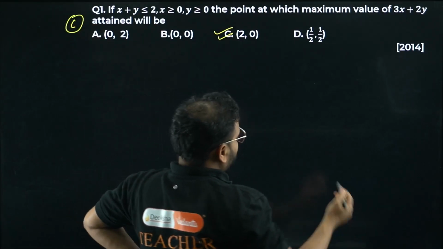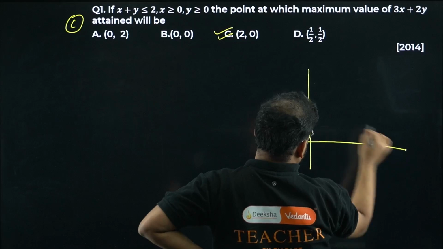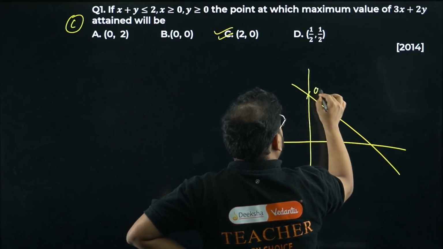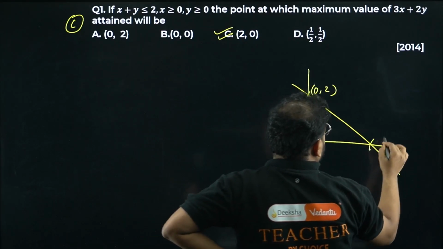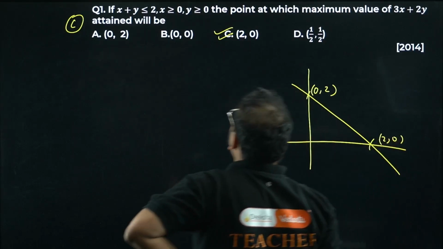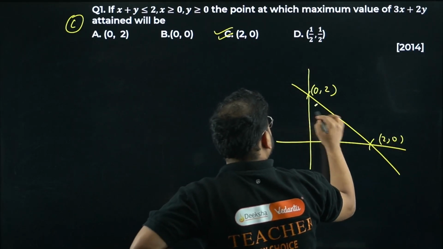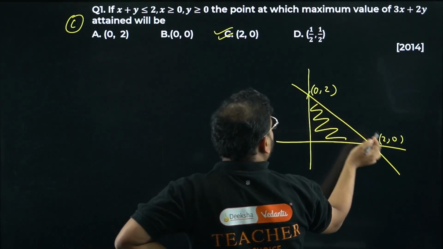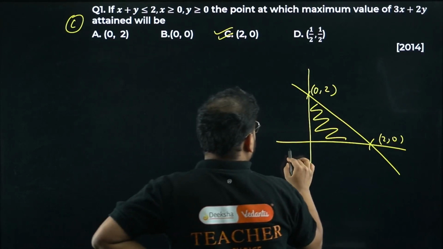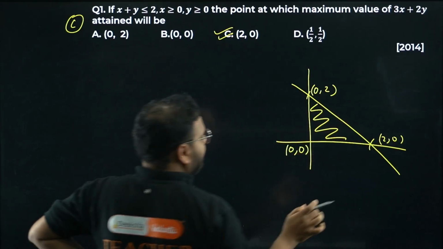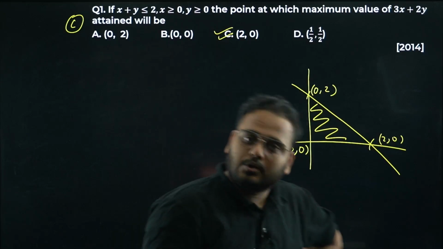If you want you can draw the graph also. The graph will be 0, 2 over here, and 2, 0 over here. Since it is less than or equal to, this is my feasible region. These 2 points are corner points, and one more corner point is there, 0, 0. So a total of 3 corner points are there: 0, 0, 2, 0 and 0, 2.